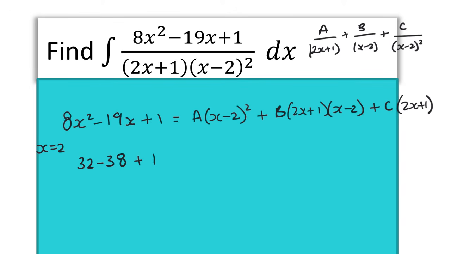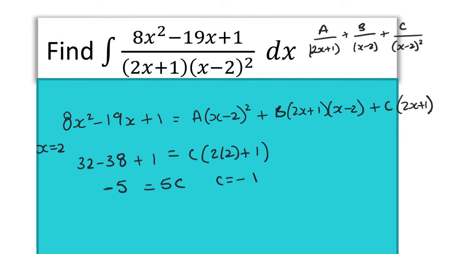Anyone? You think so? What's minus 6 plus 1? 5? Did we get 5? And then we're going to get 0, 0, and then c lots of 2 lots of 2 plus 1, minus 5, exactly equals 5c. So c equals minus 1. Okay, perfect. So now we have c.